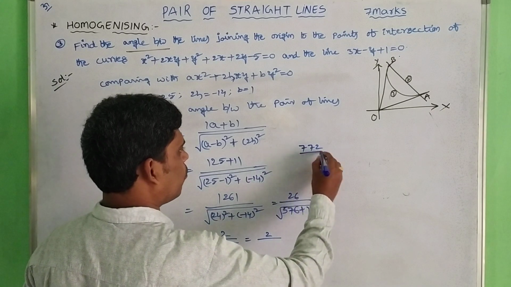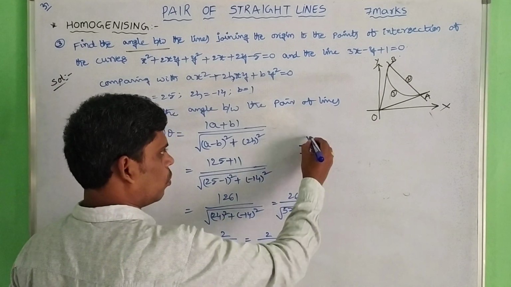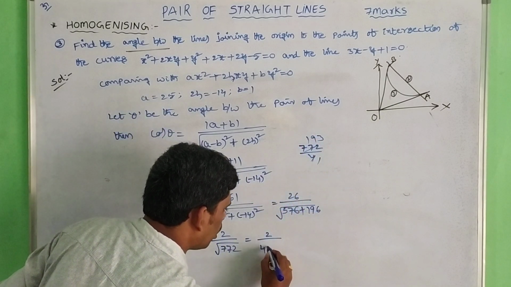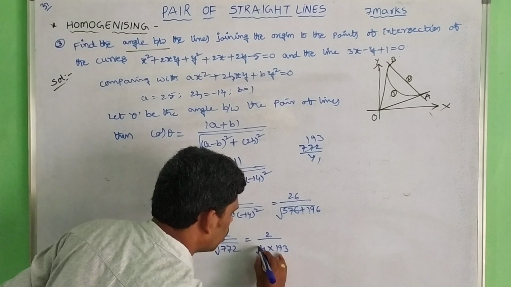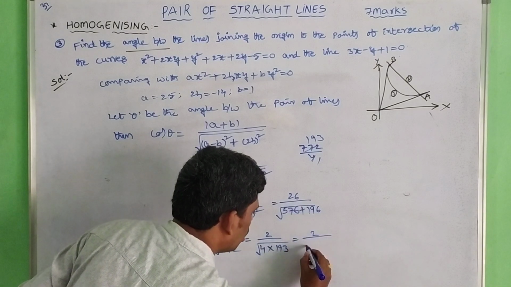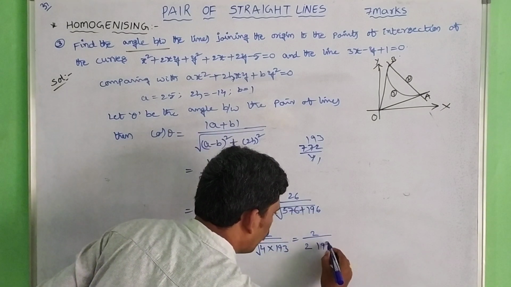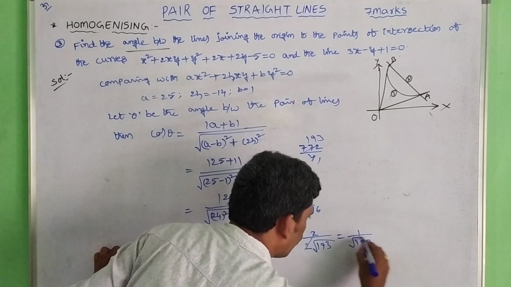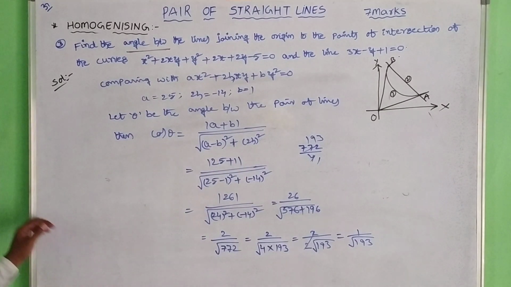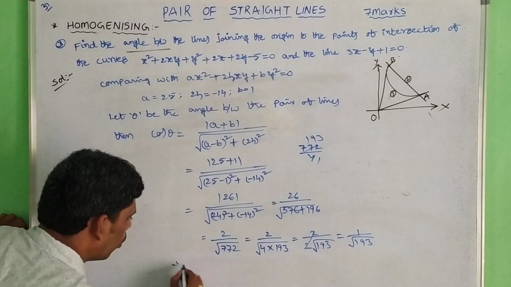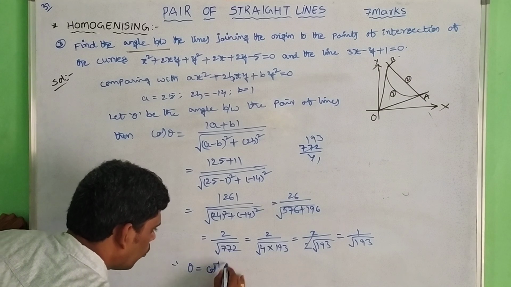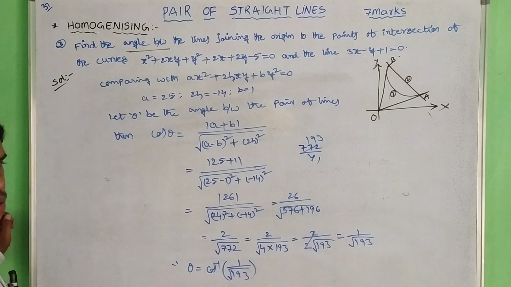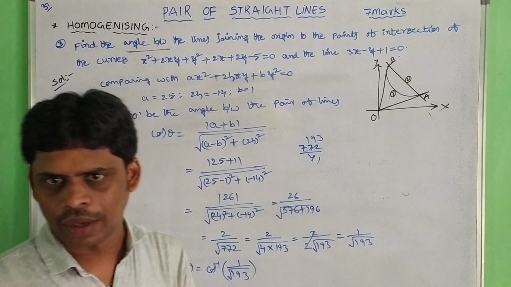772 is divisible by 4. So 772 can be written as 4 into 193. Root 4 is 2 and root over 193. These two are cancelled. The final answer is 1 by root over 193. So therefore theta equals cos inverse of 1 by root over 193. This is the angle between the pair of lines.